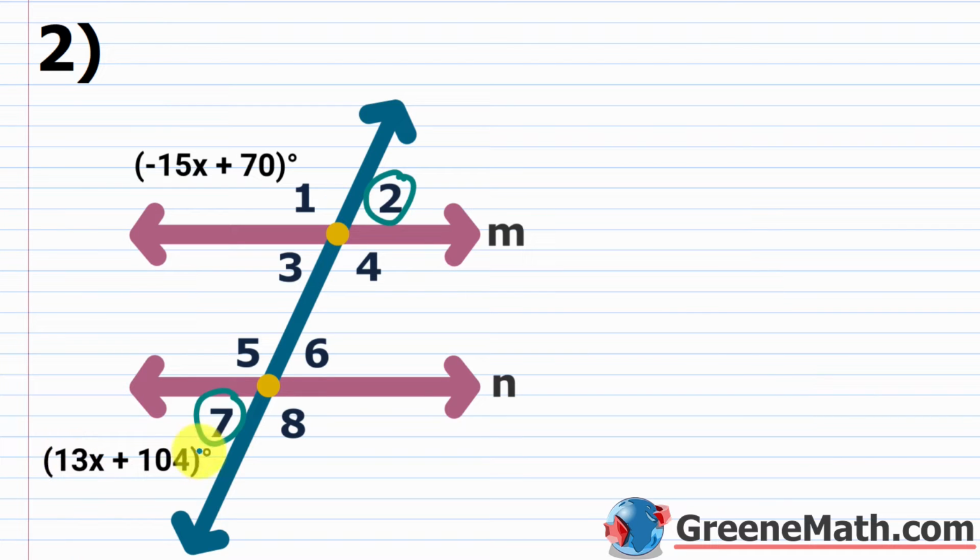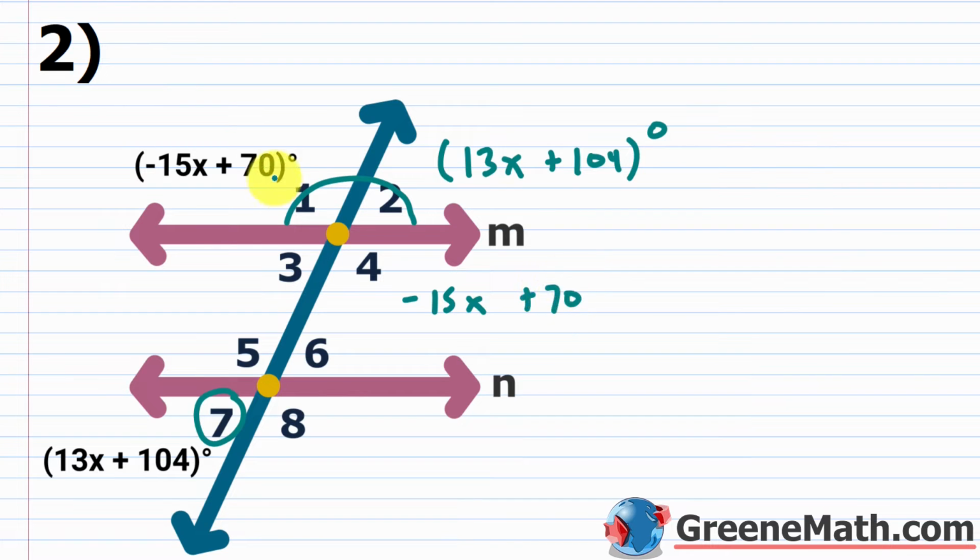So what I can do is just take this right here and copy it up here. So this is the quantity, 13x plus 104, degrees. Okay, so what can I say about the measure of angle 1 in relation to the measure of angle 2? Well, their sum would be 180 degrees, right? Because this would be a straight angle. So what I can do is just say that negative 15x plus 70, forget about the degree symbol for right now, plus 13x plus 104, this would be equal to 180.